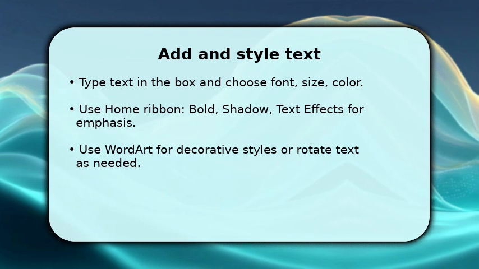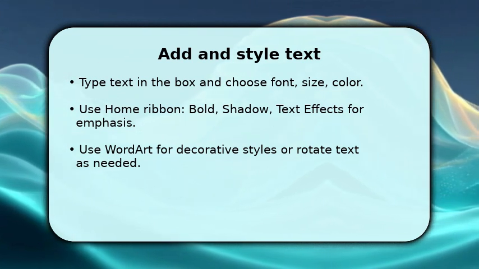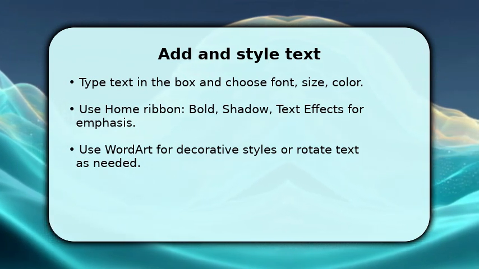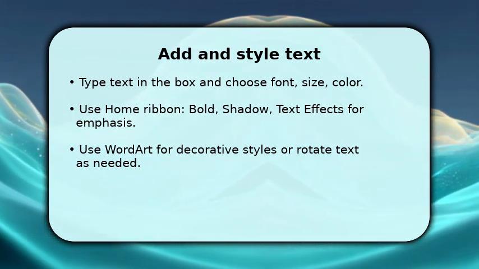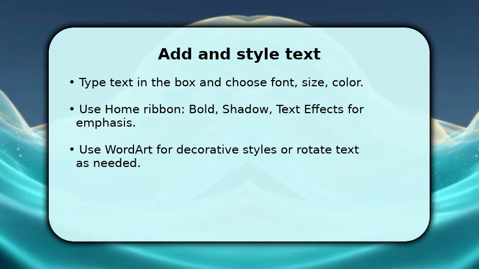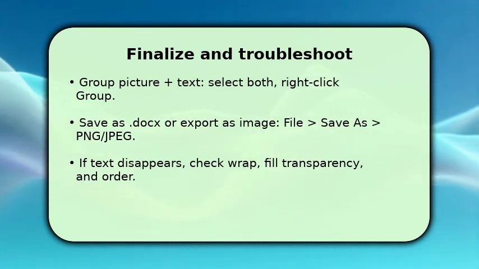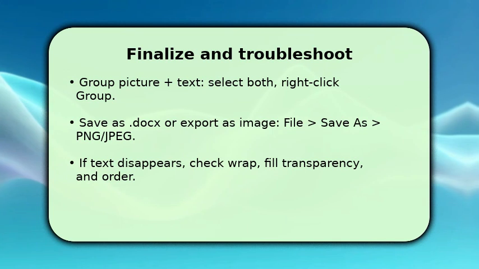Once done, resize the text box and use the picture format or drawing tools to align and rotate. Make sure readability comes before decorative choices so the text communicates clearly. Finish by aligning precisely and grouping the picture with the text so they move as one object. Select both, right-click and group.